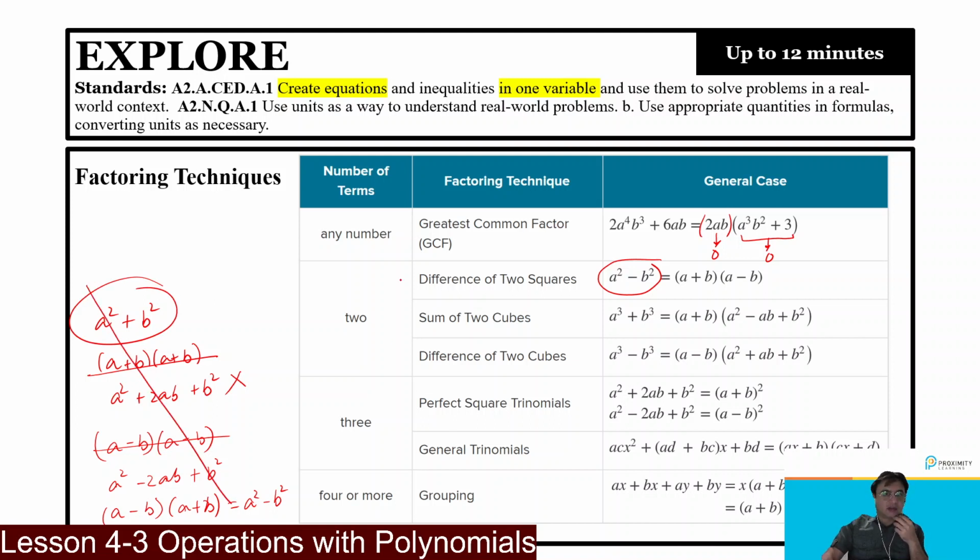Alright, so we only have difference of two squares, and we have sum of two cubes, difference of two cubes, we have perfect square trinomial, and then we have general trinomials where we take out whatever we can, and we hope that we can come up with something that can make some sense. And then another technique that's used is called grouping. We use grouping a lot to group things together. We'll see some of that today as well. All right, so let's get ready for some examples.